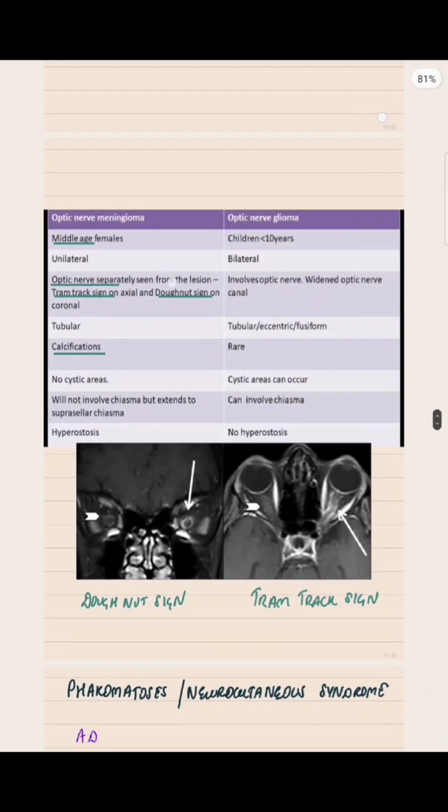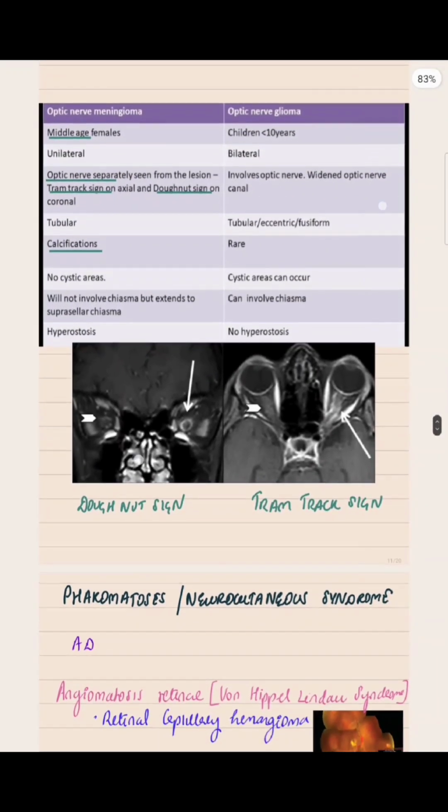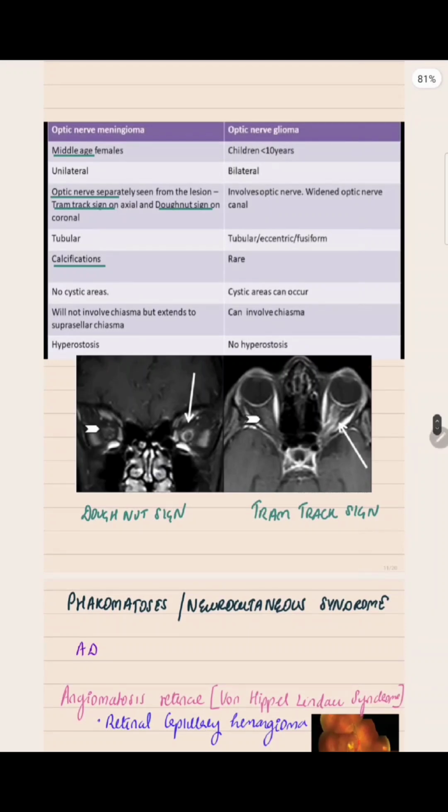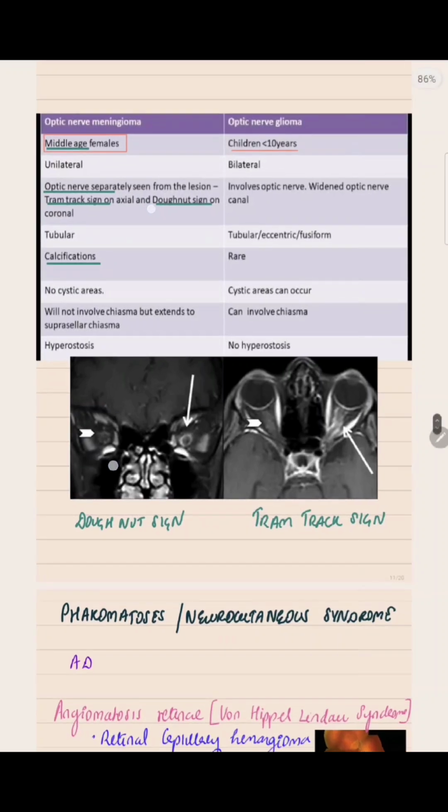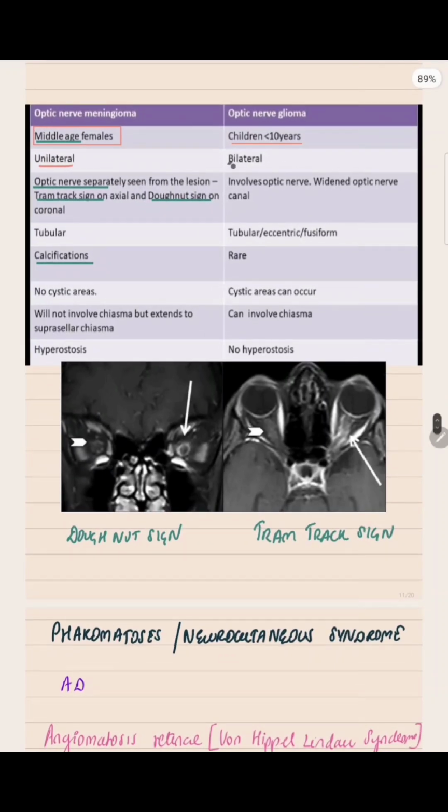Now, differentiating between optic nerve meningioma and glioma: glioma arises from the astrocytes and is usually seen in children less than 10 years. Optic nerve meningioma is usually seen in middle-aged females. Meningioma is unilateral, glioma is bilateral. Since meningioma arises from the meninges, the optic nerve is seen separately from the lesion.